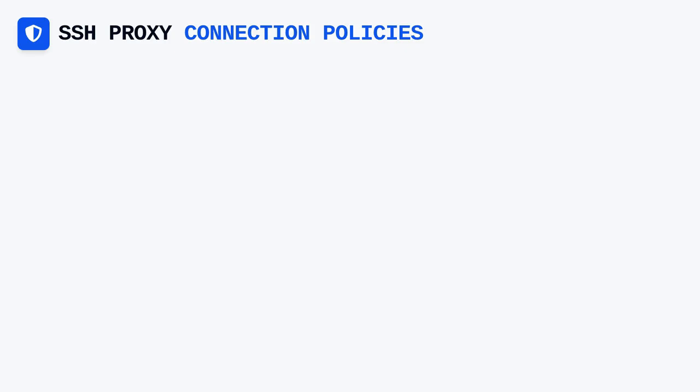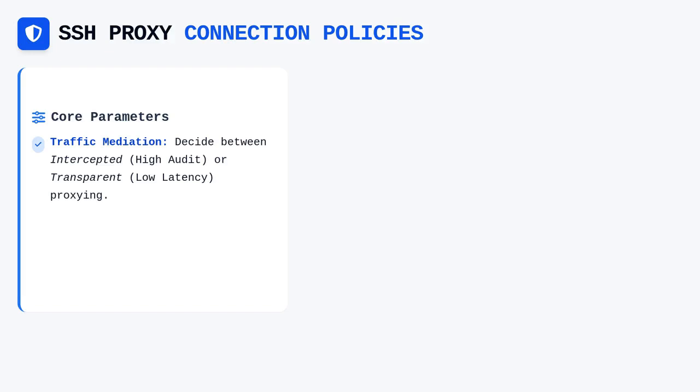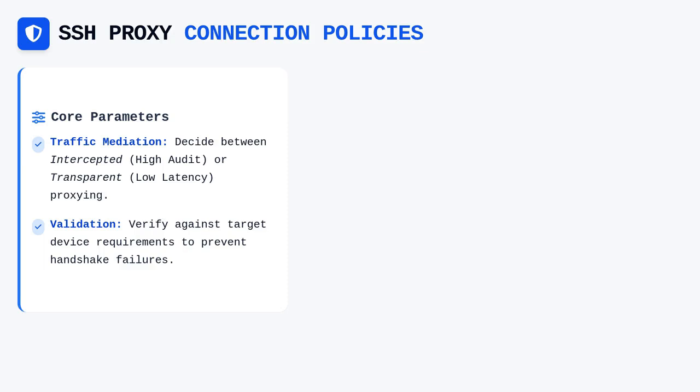Configuring connection policies for SSH proxies requires a methodical approach to balancing strict security constraints with the operational needs of your privileged users. When we define these policies, we start by establishing the core connection parameters that dictate how the PSM mediates the traffic between the client and the target server. Within the platform management interface, you must configure the SSH proxy settings to define whether the connection is intercepted or transparently proxied, as this fundamental choice dictates the auditing capabilities available.